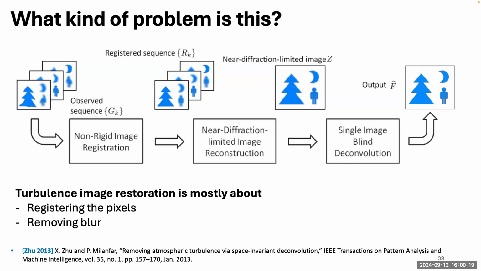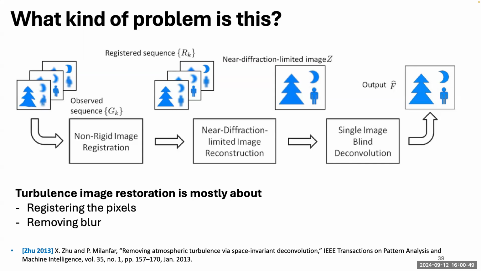The first thing you want to do is to register, right? So, to undo the random movement of the pixels. Then the second step is what they call near diffraction limit reconstruction. That's basically de-blurring, okay? The second step is more towards a special technique called lucky imaging. To me, it can be really coupled with the last step, the de-blurring.